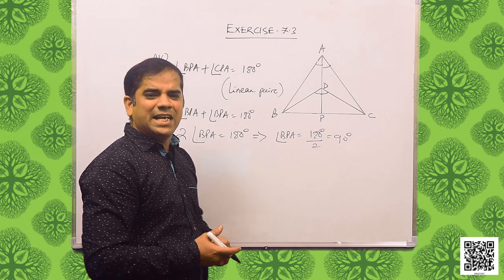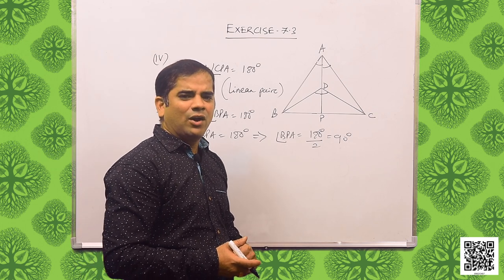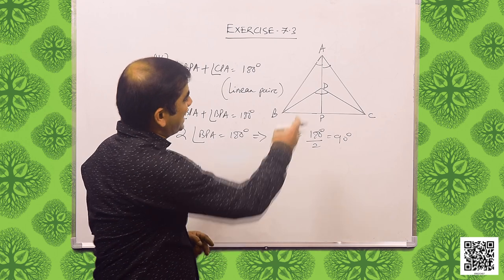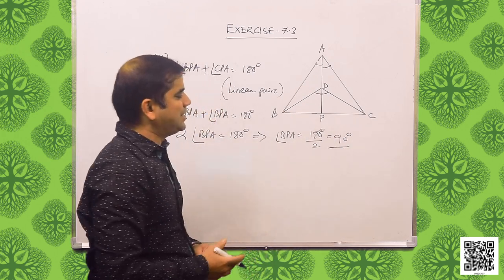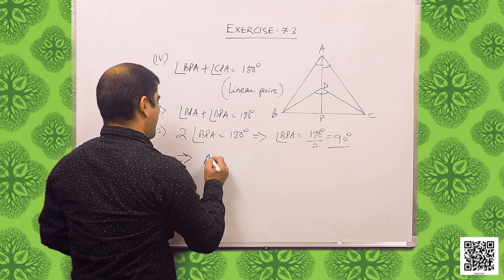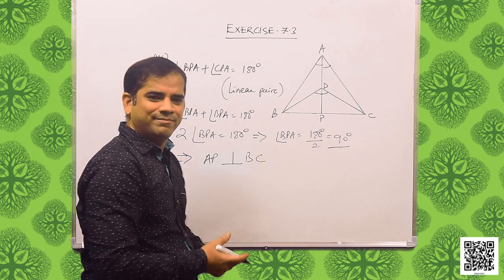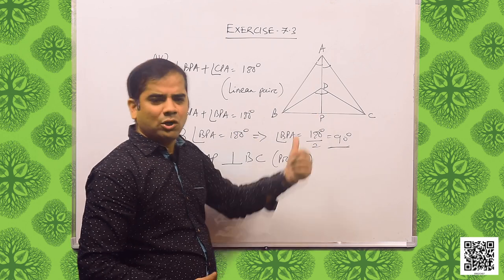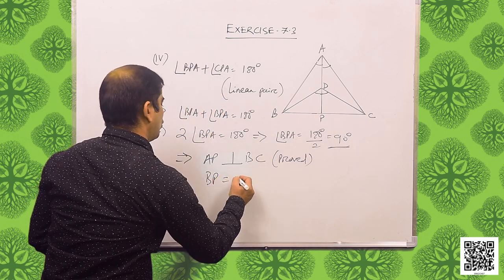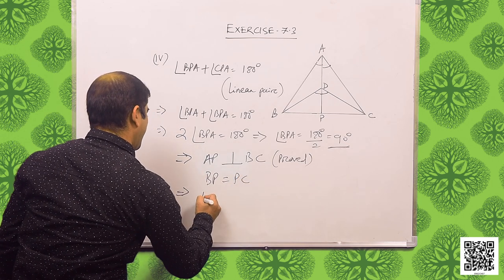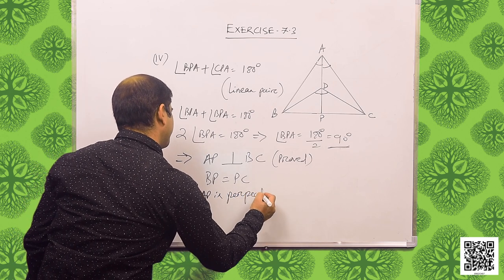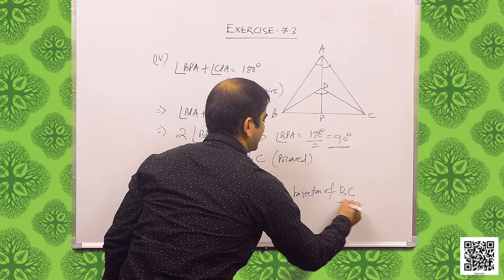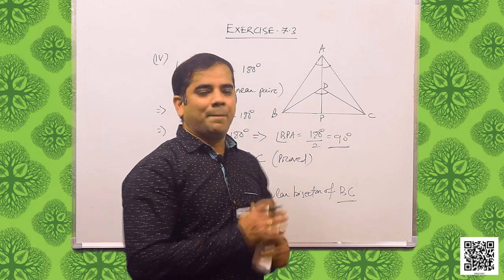As BP is equal to CP, which we have already proved, and AP is perpendicular to BC. Why? Because angle BPA is equal to 90 degrees. So AP is perpendicular to BC, and we have also proved that BP is equal to PC. So that implies AP is the perpendicular bisector of BC. Okay, so we have completed question number 1.